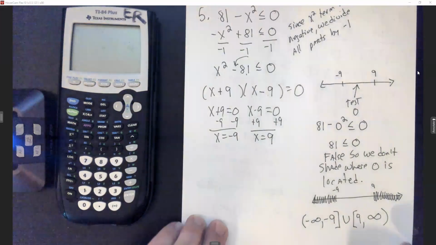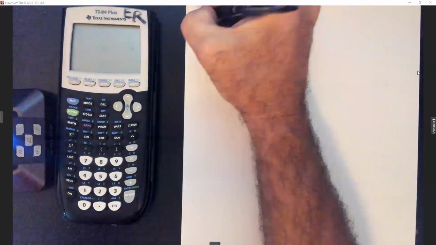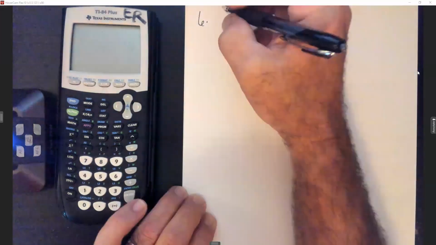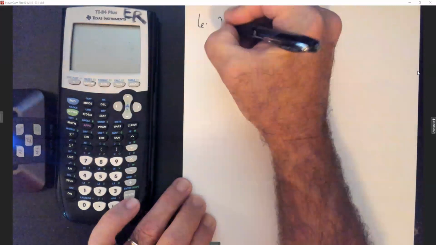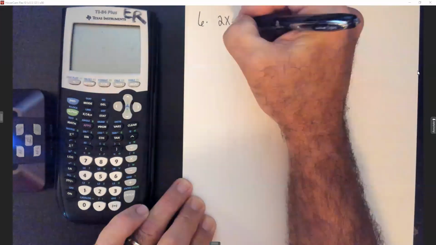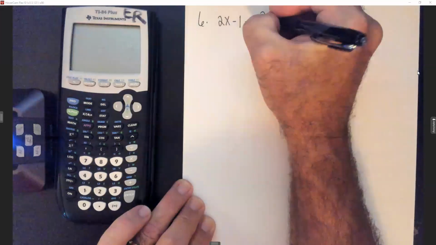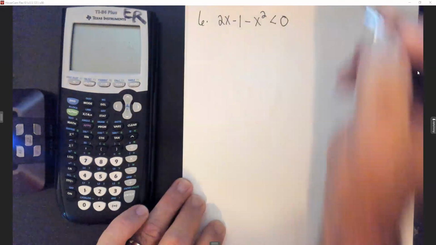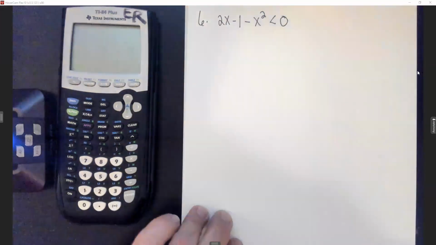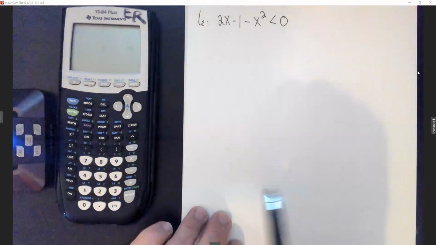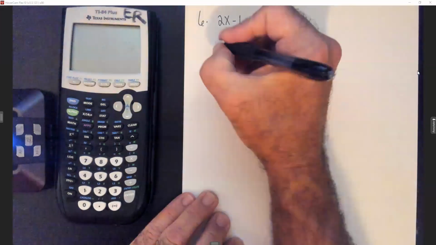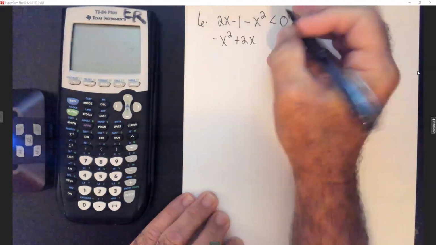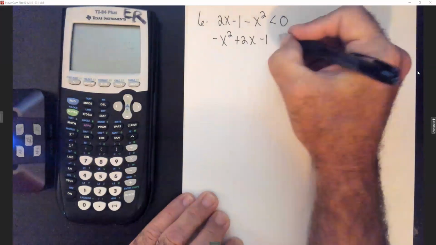Number 6. So number 6, I got 2x minus 1 minus x squared is less than 0. So I'm definitely going to put this one in order. I'm going to put that -x squared first. Then I got a positive 2x. Then I got the -1 less than 0.